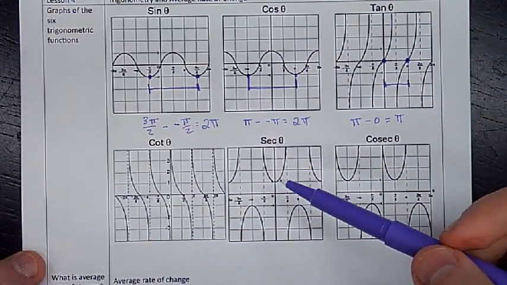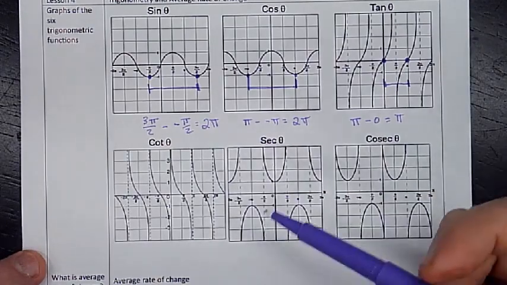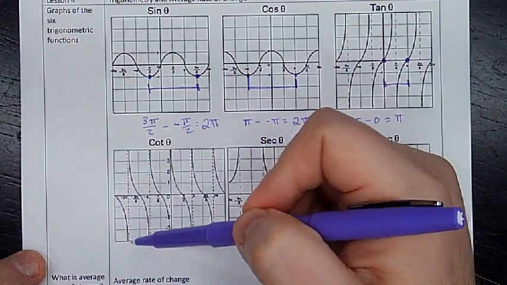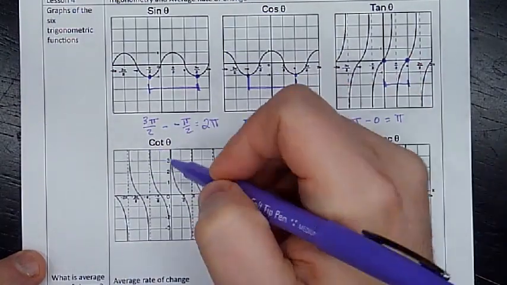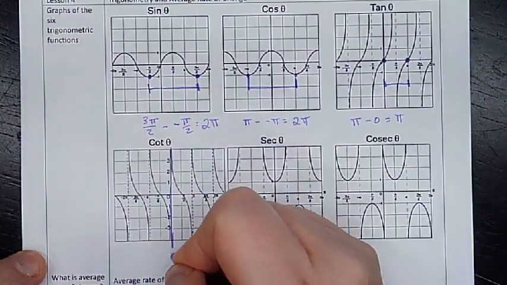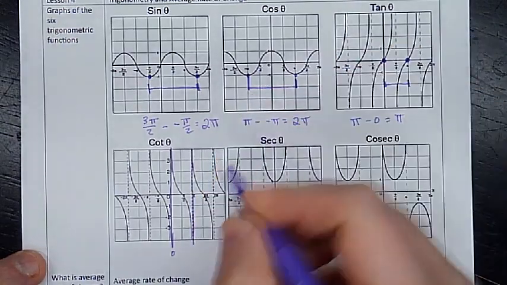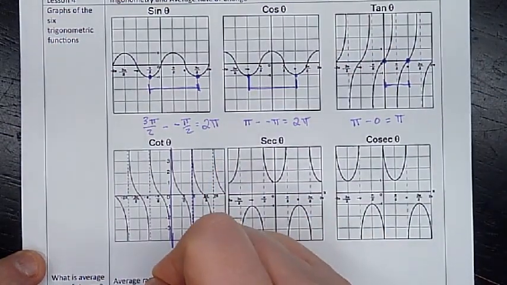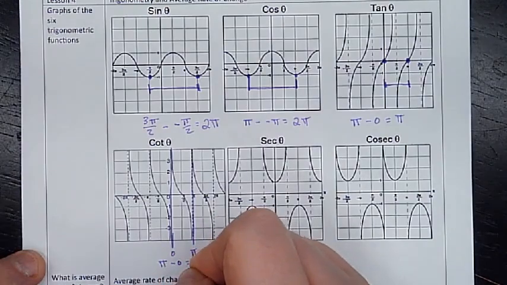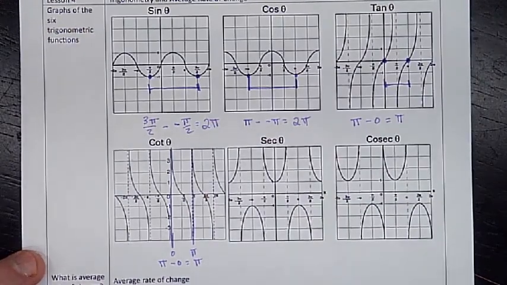Cotangent can work the same way. Notice cotangent does not go through the origin, so that's not going to be an option. But what I can look at are these vertical asymptotes. There is a vertical asymptote at 0. There is a vertical asymptote at pi. So again, pi minus 0 equals pi. So the period of tangent and cotangent is pi.